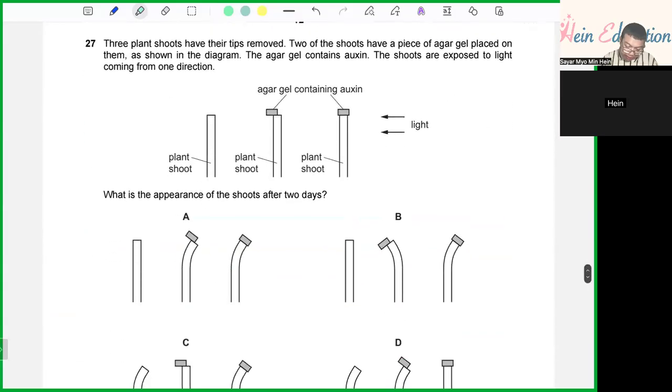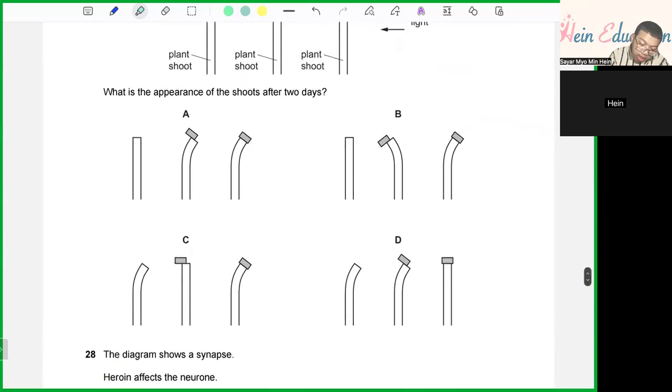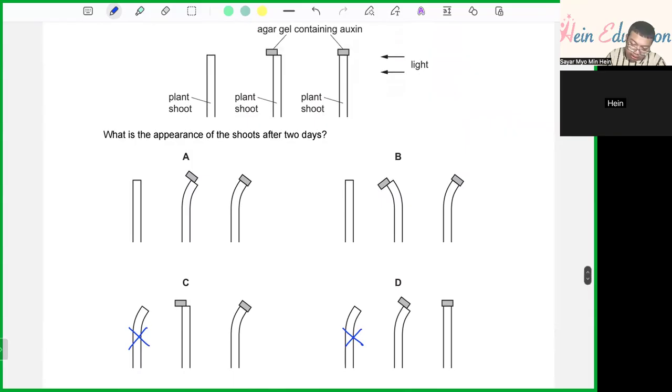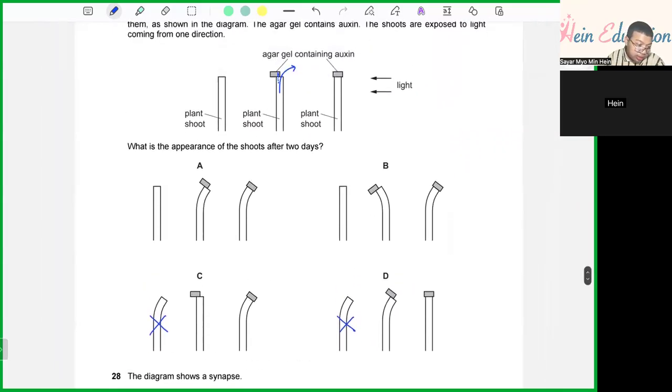And then number 27, they give you 3 plants that should have their tips removed, and then 2 should contain agar gel, and you can see the light coming. So obviously for A, it would not increase in height or bend, right? Because there are no tips, the tips are removed. So answer C and answer D are not correct from the first part. And then as you can see here, it contains a lot of oxygen. So obviously it will bend towards the light as well, right? It will bend towards the light.